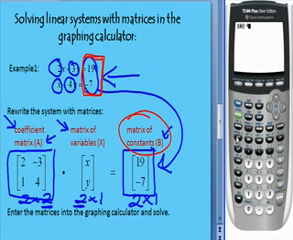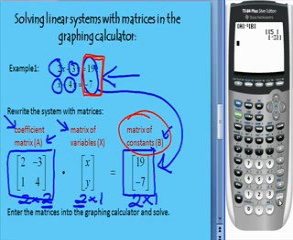And now you can see on your calculator screen and on mine that I have A to the negative first power. I need to multiply that by matrix B. So I'm going to go back to my matrix menu and choose matrix B. Now my calculator screen says the inverse of matrix A times matrix B, and I hit enter. And there you have your two solutions.